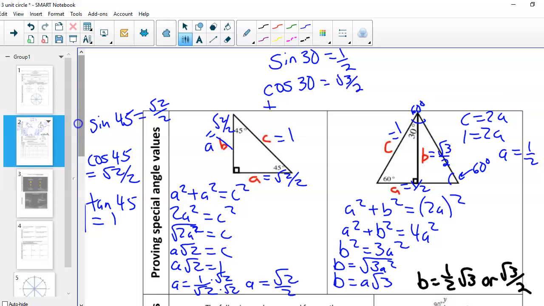Now the tangent of 30 degrees, we have to do a little bit of work, because that's going to be your opposite over adjacent. So that's 1/2 over the square root of 3 over 2. Fraction within a fraction, what do we do? Multiply by the reciprocal of the denominator. So we end up with 1 over the square root of 3, but we need to rationalize.